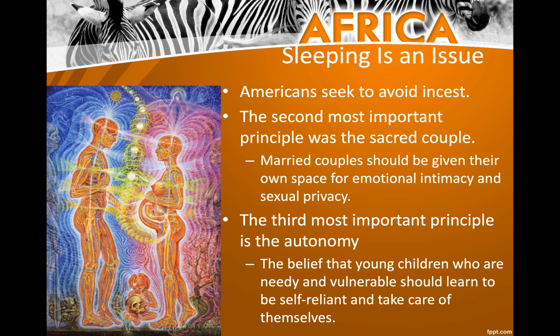Americans seek to avoid incest. The second most important principle was the sacred couple. Married couples should be given their own space for emotional intimacy and sexual privacy. The third most important principle is autonomy, the belief that young children who are needy and vulnerable should learn to be self-reliant and take care of themselves.